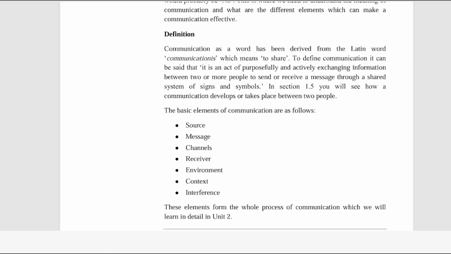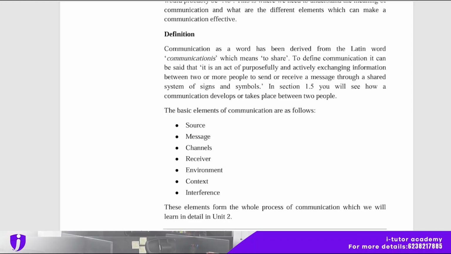To define communication, it can be said that it is an act of purposefully and actively exchanging information between two or more people to send or receive a message through a shared system of signs and symbols. Okay, the basic elements of communication are source, message, channel, receiver, environment, context, and inference. These are the basic communication elements.